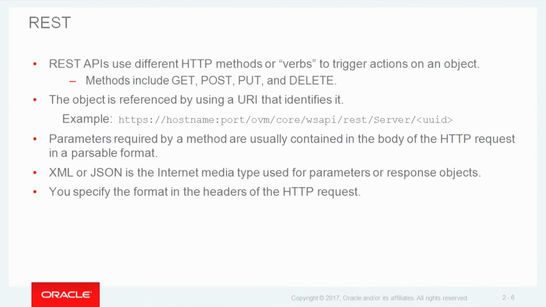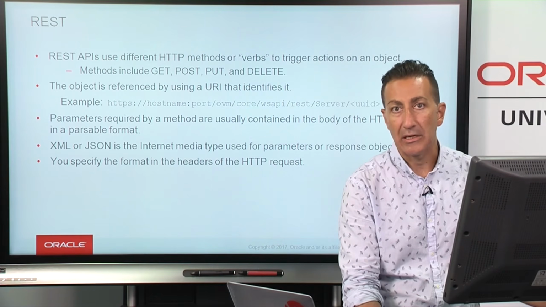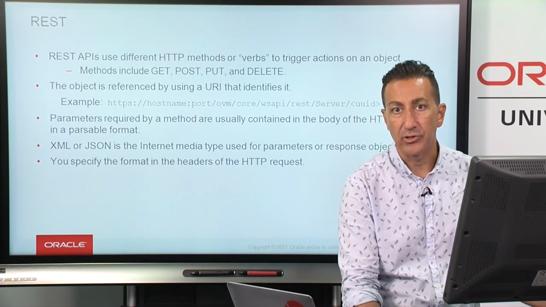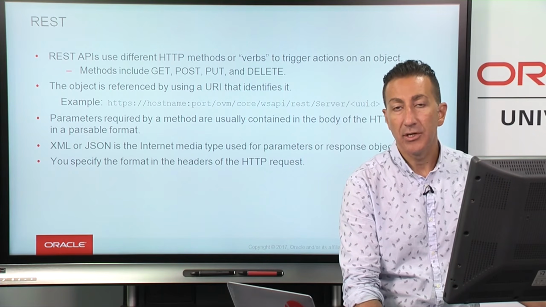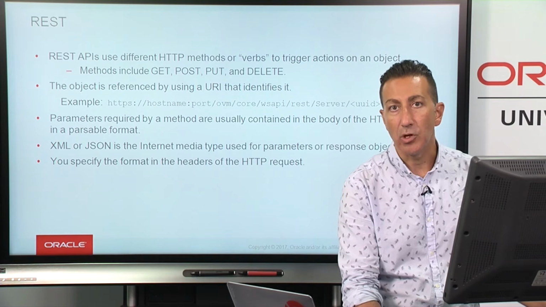Well, about the REST web services protocol, the REST APIs use different HTTP methods or verbs to trigger actions on an object. So with these methods, we include GET, for example, to retrieve information. You can list information about servers, you can get information about VMs, about repositories, and so on. POST, which is a method that helps you to create new objects.